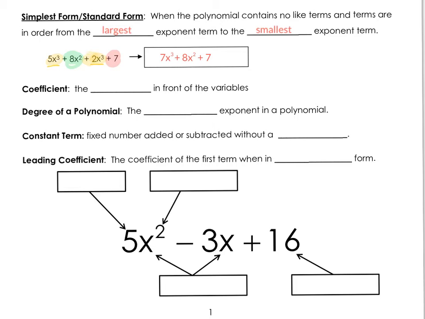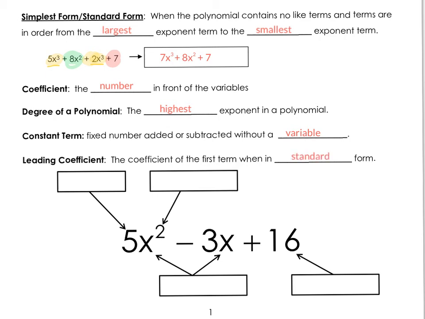Okay, some more vocab. Coefficient. The coefficient is the number in front of the variable. So that's whatever number's out front. Degree of a polynomial, that's the highest exponent in a polynomial. So what's nice there is if it's in standard form, it's going to be whatever exponent is first, because that should be the highest. Our constant term, that is the fixed number added or subtracted without a variable. And lastly, the leading coefficient, that's the coefficient of the first term when it's in standard form, so whoever's in the lead.